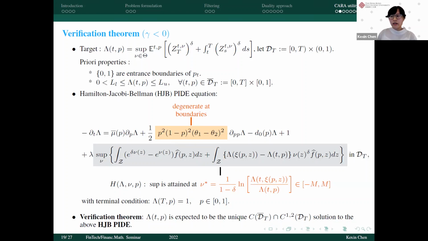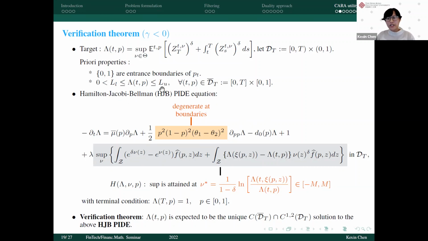On the other hand, if it starts from 0 or 1, then it will immediately move to the interior and never come back. This property suggests that when we characterize the lambda, that is our dual value function, we should not impose any conditions on the boundaries 0 or 1, neither on the value of the function nor on its partial derivatives. And the second property is that we show that the value function is bounded, and in particular, it is strictly positive.